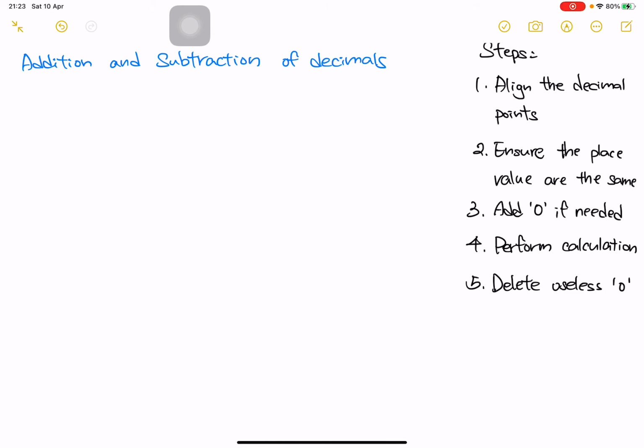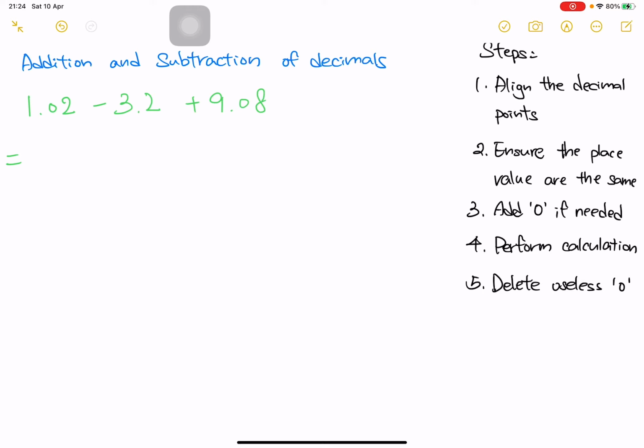For example, if I have the number 1.02 and then subtract 3.2 and then plus 9.08, then how can I deal with this type of question? So the number here, before you do the calculation, it is the same as before.